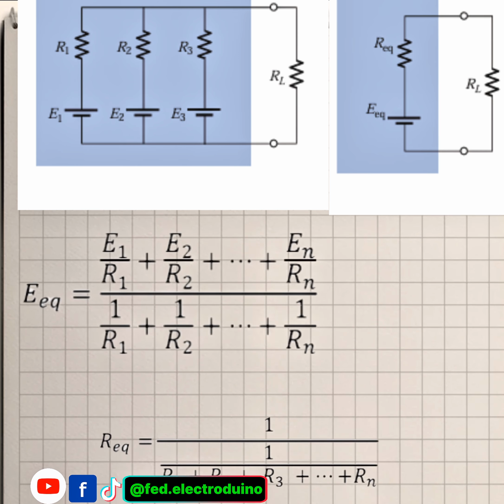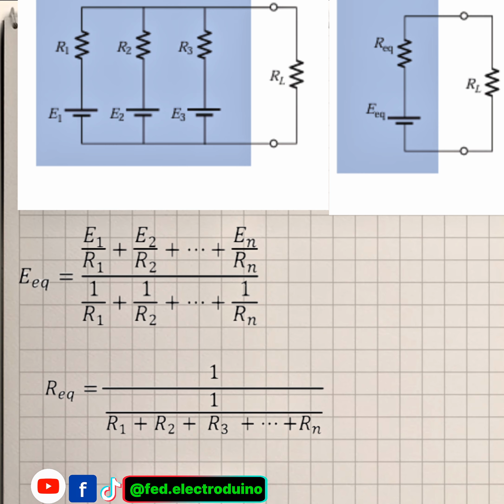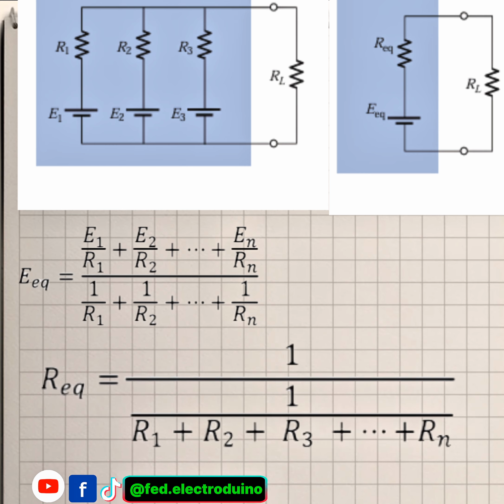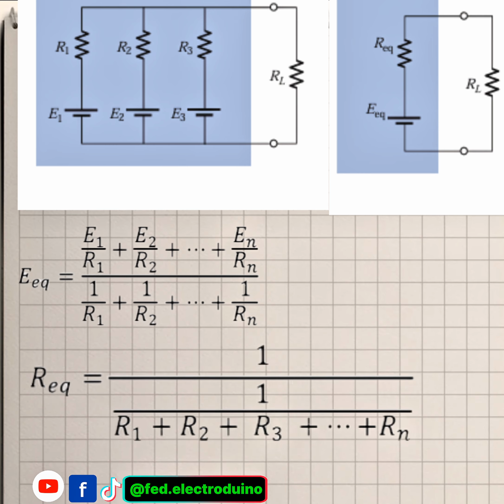Next, let's find the formula for the equivalent resistance. R equivalent equals 1 divided by (1 over R1 plus 1 over R2 plus 1 over R3 plus and so on).